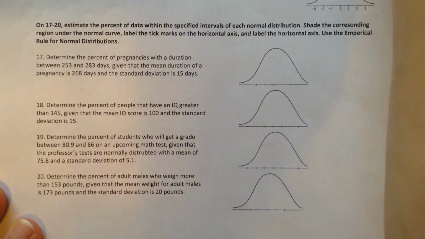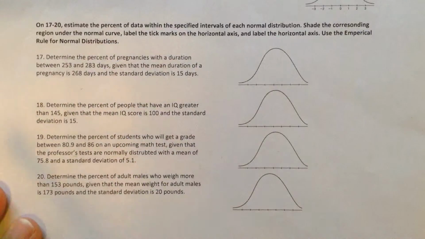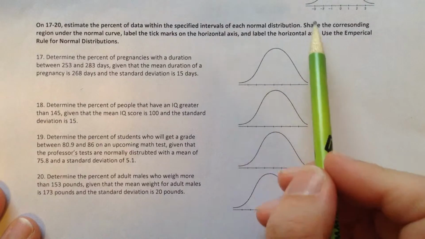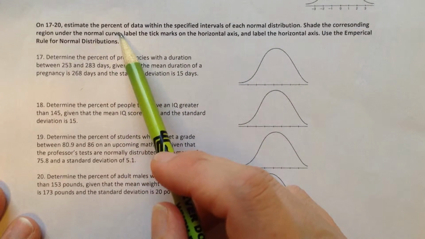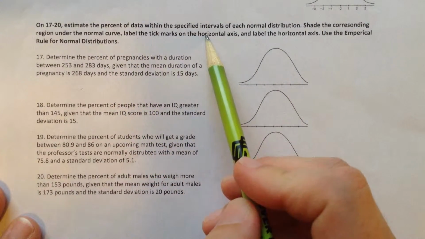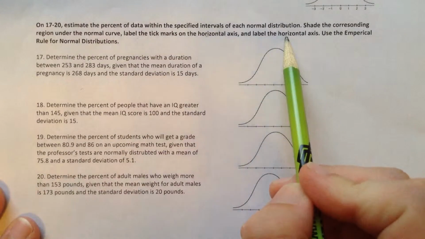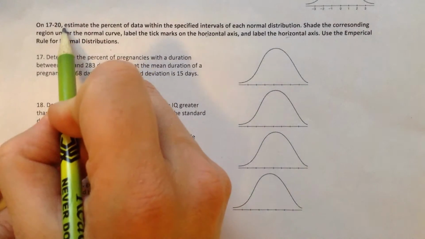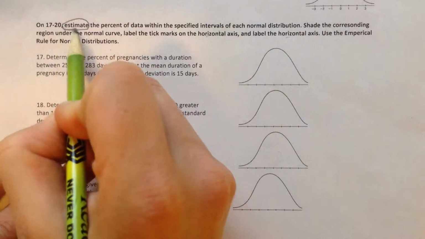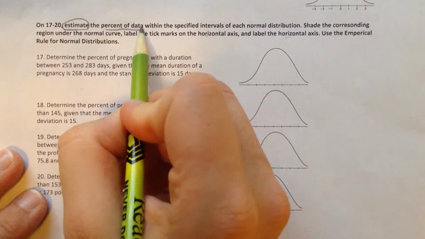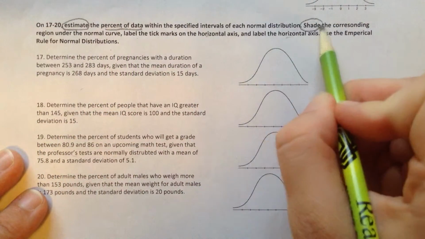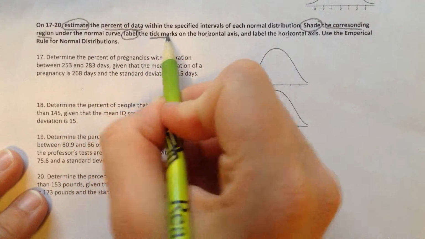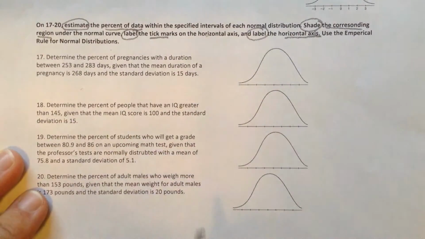Okay, on 17 through 20, we're supposed to estimate the percent of data within the specified intervals of each normal distribution, shade the corresponding region under the normal curve, label the tick marks on the horizontal axis, label the horizontal axis, and use the empirical rule for normal distribution. So there's a lot going on here. We need to estimate the percent of data, right? We need to shade the corresponding region. We need to label the tick marks and label the horizontal axis.